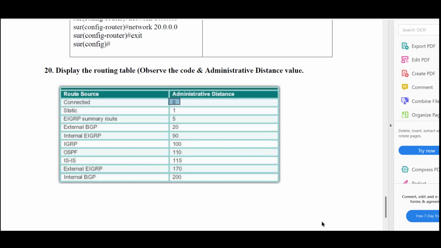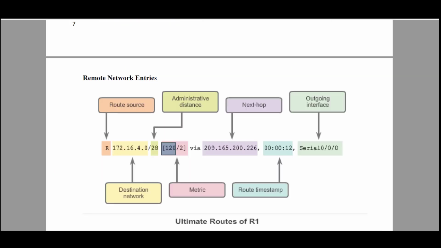If my routing protocol is very good, it will have a lower administrative distance value. Whenever the administrative distance value is reduced, that routing protocol is going to be very strong and very reliable. Take the RIP protocol: it is 120. So 120 means we cannot say it is good, we cannot say it is bad. It is in between.